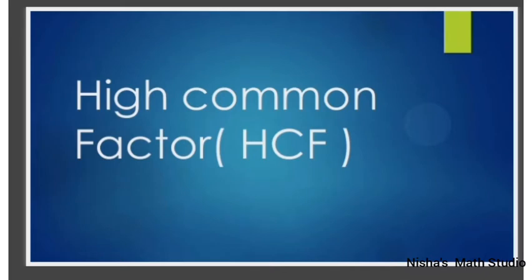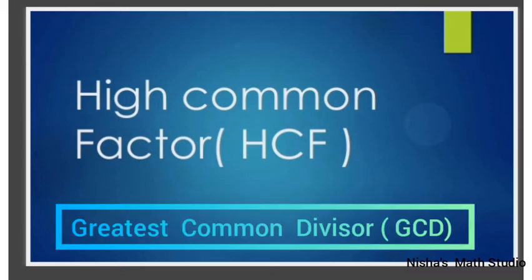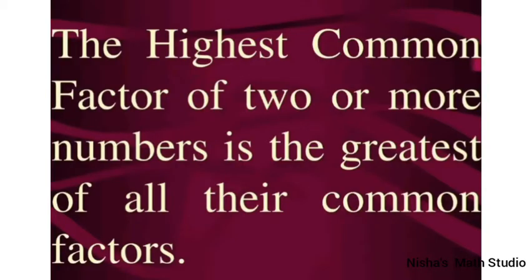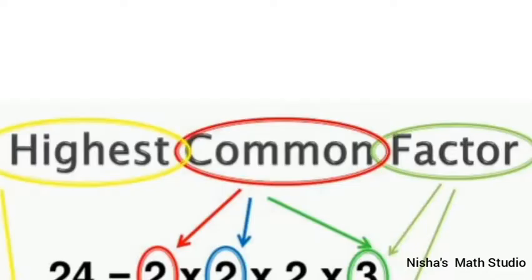In today's video, we will learn the definition of highest common factor and how to find it. The highest common factor or HCF is also known as greatest common divisor or GCD. The highest common factor of two or more numbers is the greatest of all their common factors. That is, we should know their common factors. In that, we have to select the greatest one or the highest one. That will be known as the highest common factor or HCF.